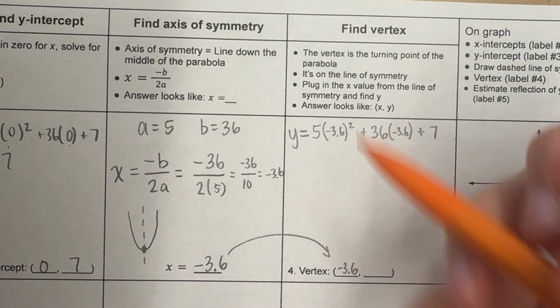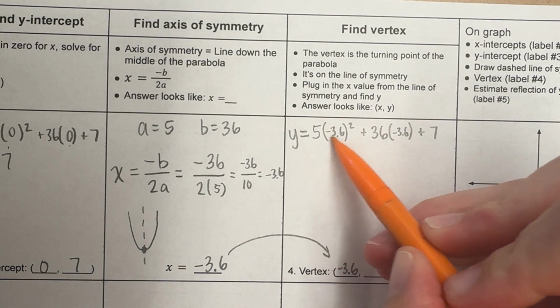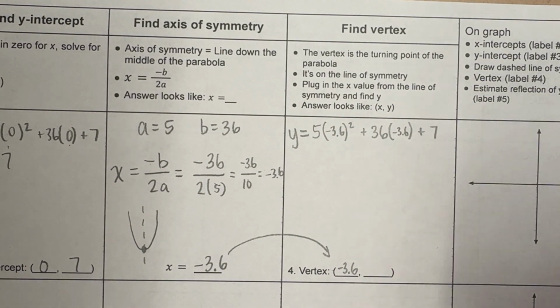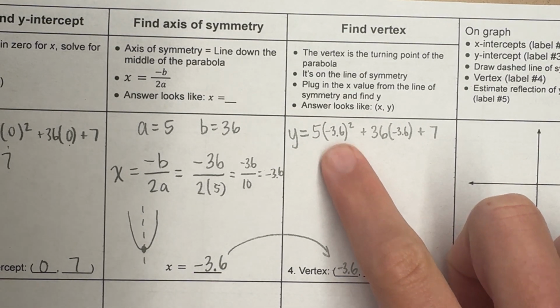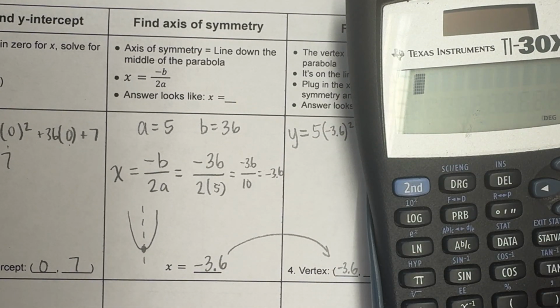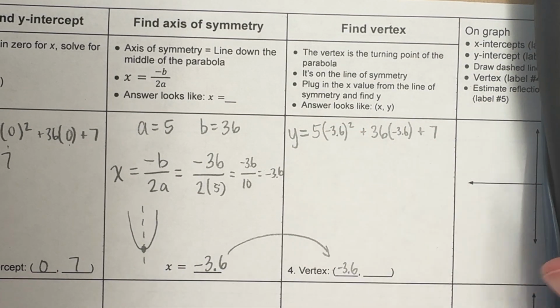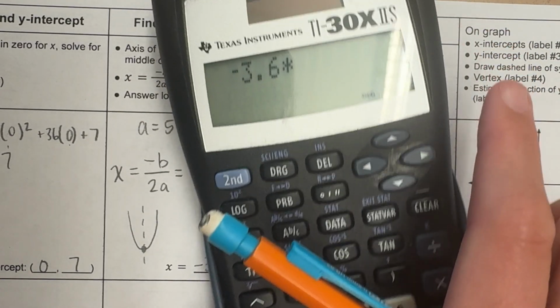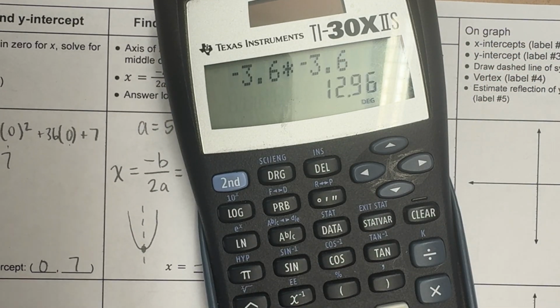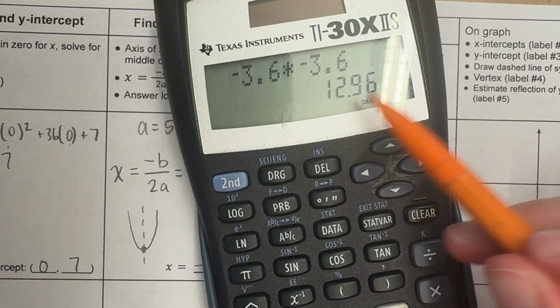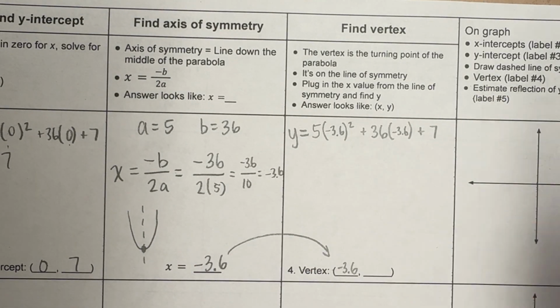The reason it's wrong is because this is multiplying an exponent. Order of operations, we do the exponent first, okay? So the first thing you're going to do is negative 3.6. Now look, it's negative 3.6 squared, so it's negative 3.6 times negative 3.6, okay? This is the number.